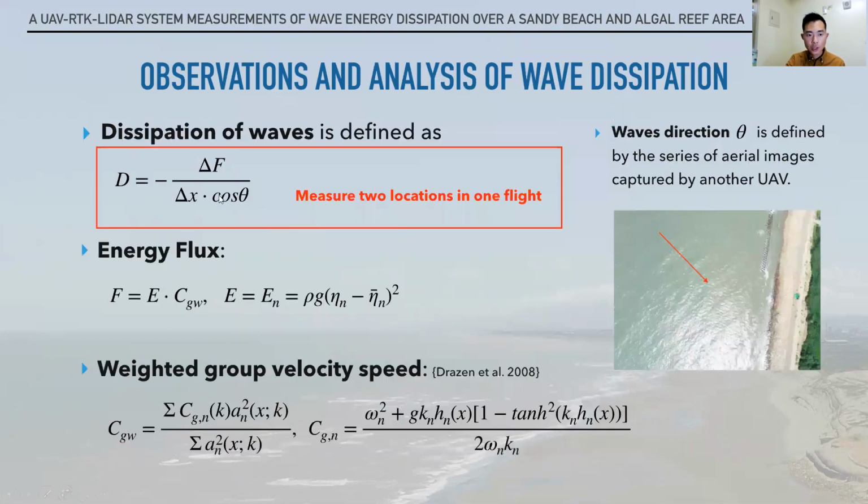We use this equation to calculate the dissipation of waves. D equals minus delta F, which is the variance between the energy flux at the two locations on the sea, over delta x, which is the distance between the two locations, times cosine theta. Cosine theta is the wave direction, which is defined by the series of aerial images captured by the UAV in the field. So the UAV-RTK-LiDAR system measures two locations in one flight and calculates the variance of the energy flux, and then we can calculate the dissipation.